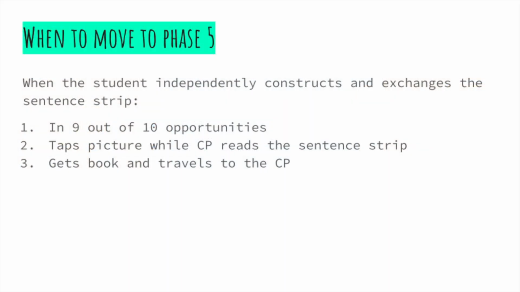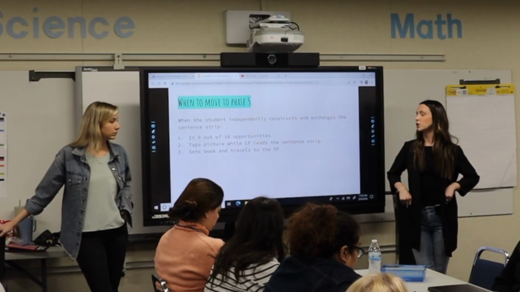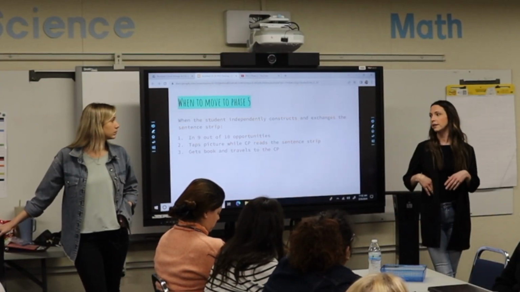So then, when to move to phase 5: when the student independently constructs and exchanges the sentence strip. If they're doing it in 9 out of 10 opportunities, are they tapping the picture while the communication partner reads the sentence strip, or they read it, which would be lovely? And then are they getting their book and traveling to the communication partner to explain their actual wants?